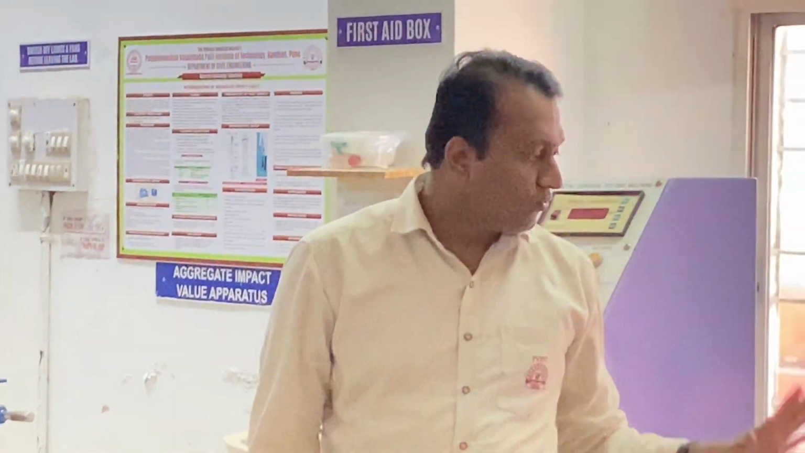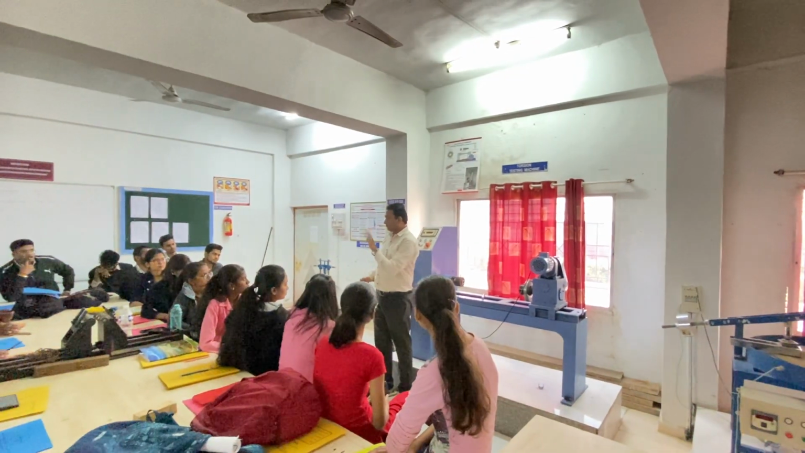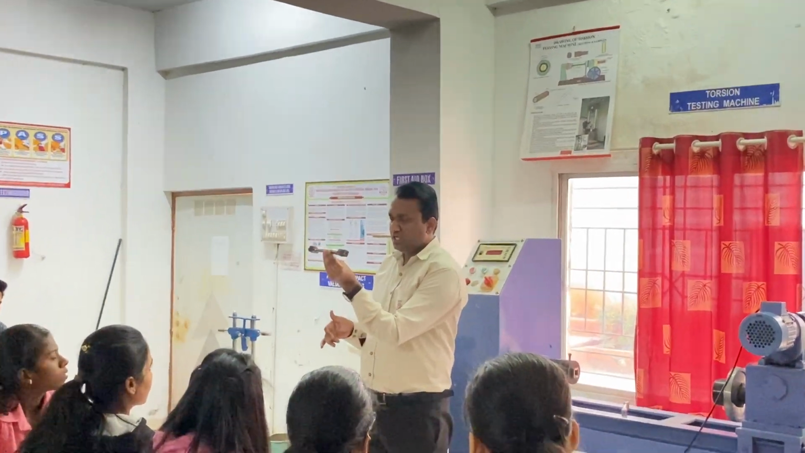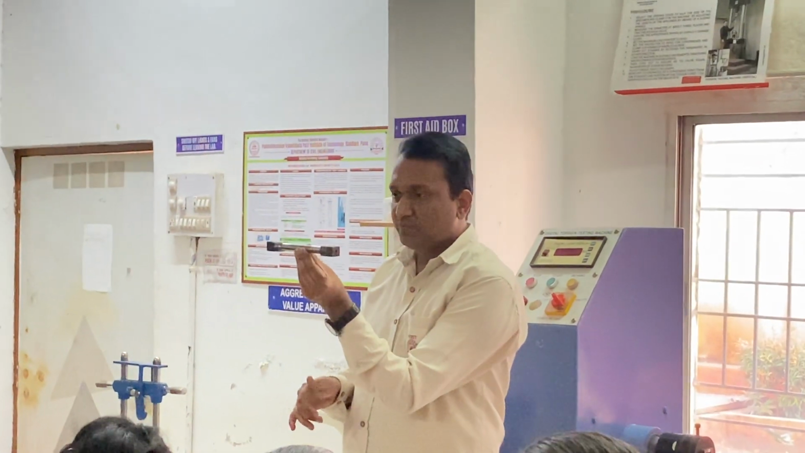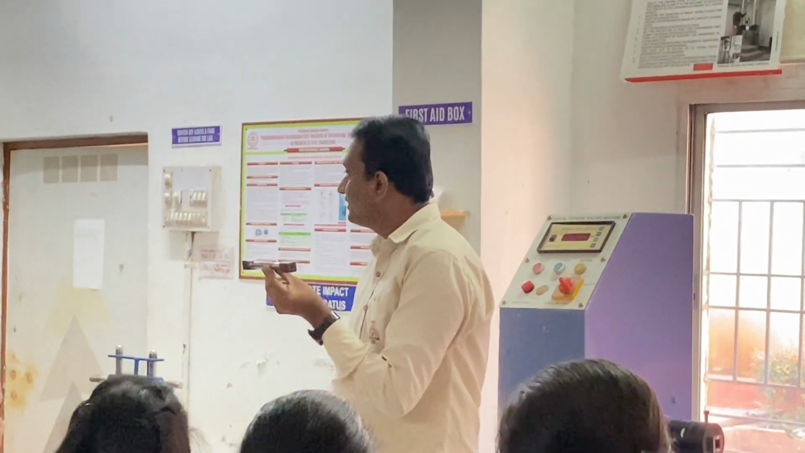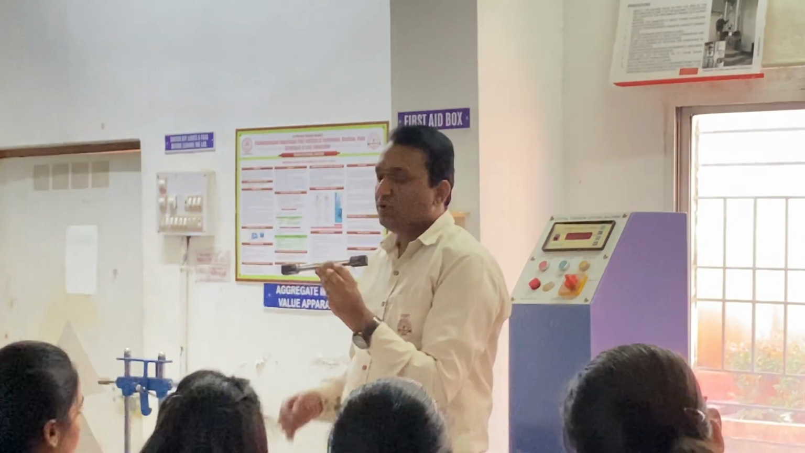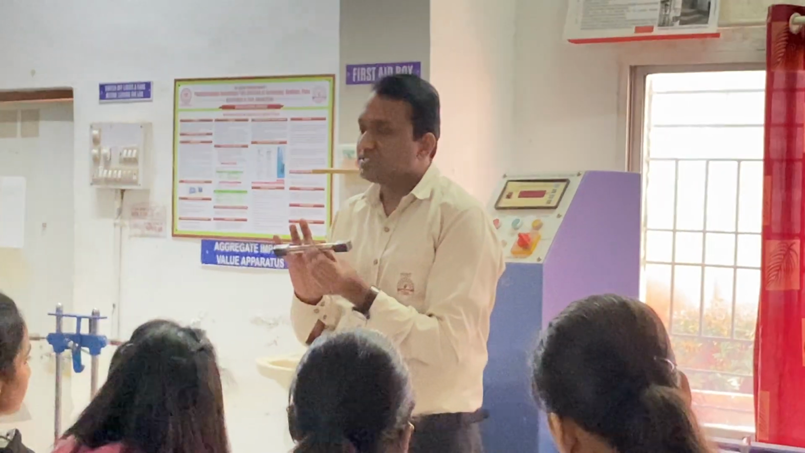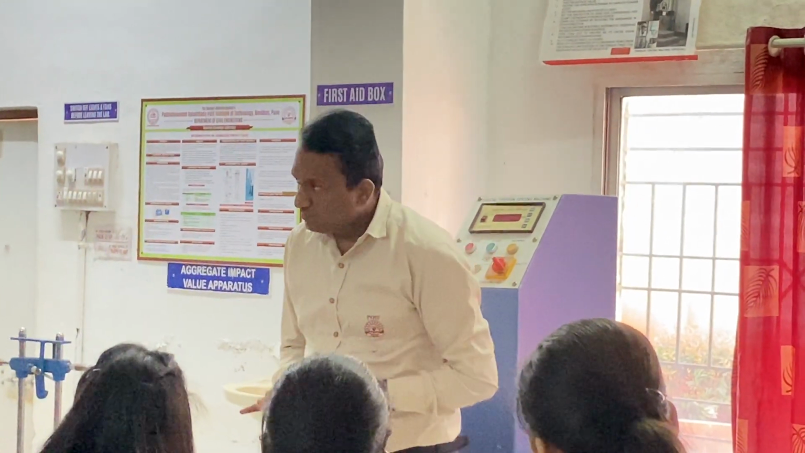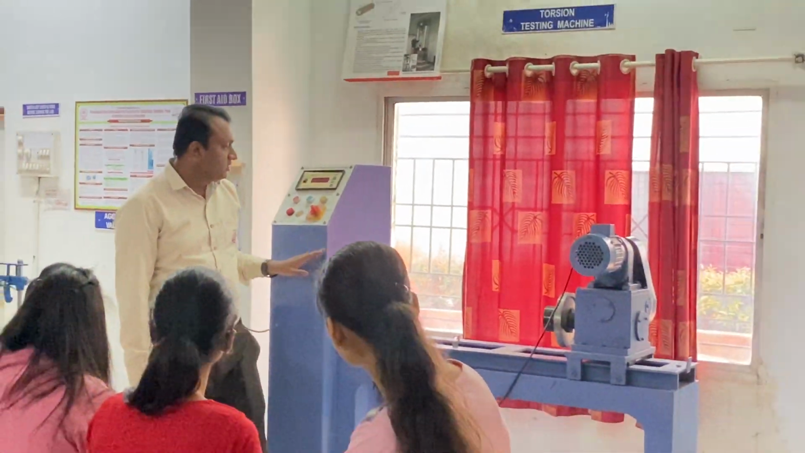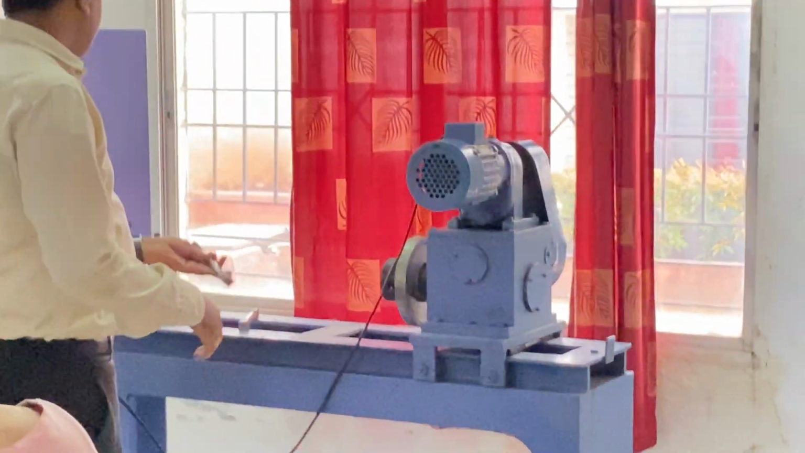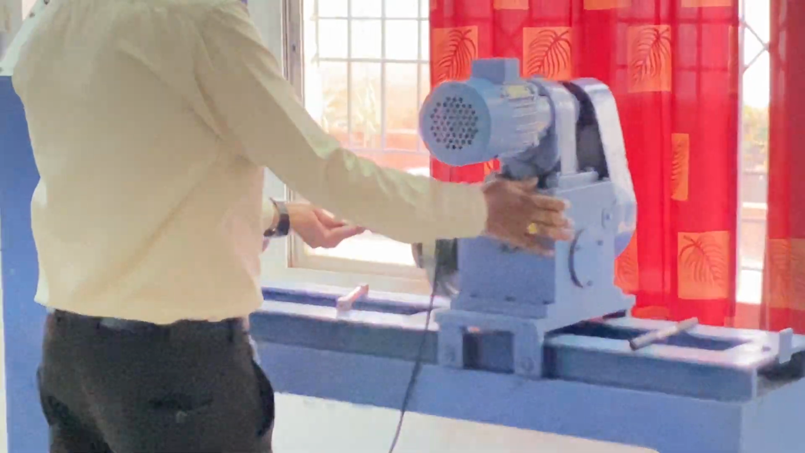So here also, this is the specimen. Same thing we are supposed to do for this specimen: we have to measure its dimensions. You have to measure the diameter of this one. If you see this instrument, we are going to fix the specimen here. Where will we place it? We are going to place it here.